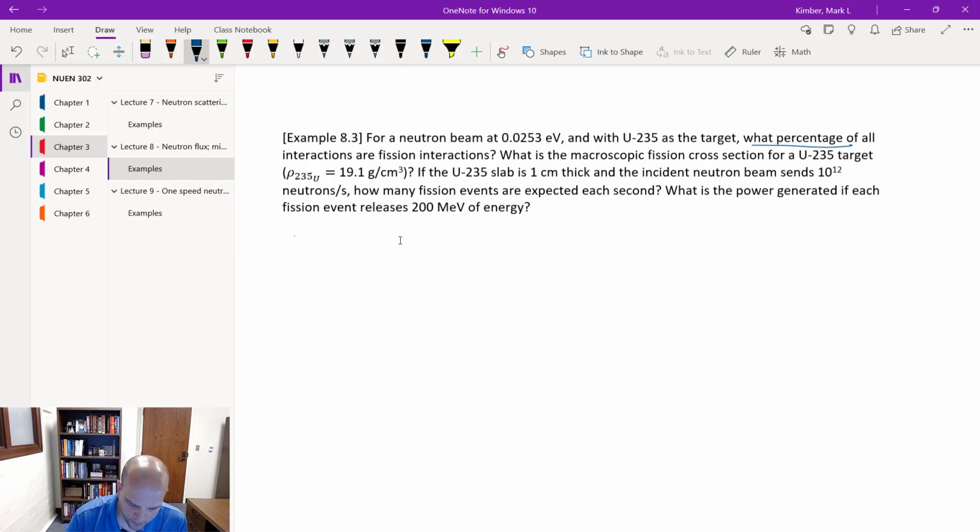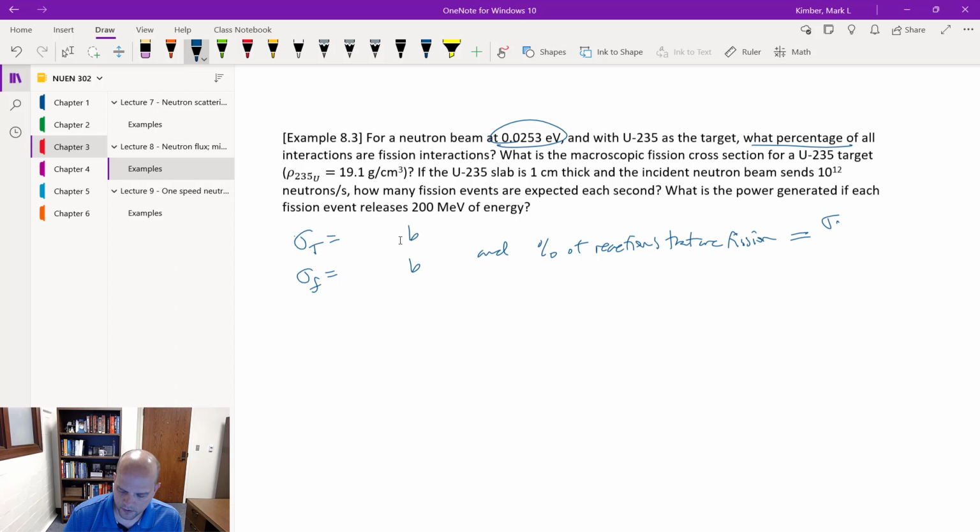And so we need to look at this energy level. We need to find out what our cross-sections are. So we find our total cross-section, we find our fission cross-section. This will be in units of barns, and the percent of reactions that are fission is just the ratio of those two.